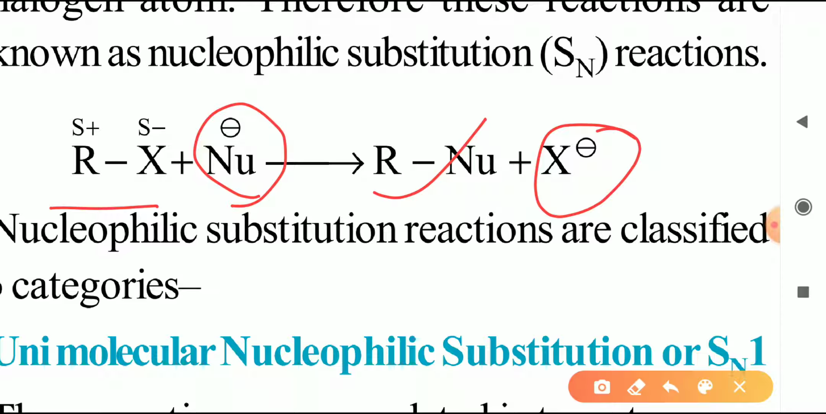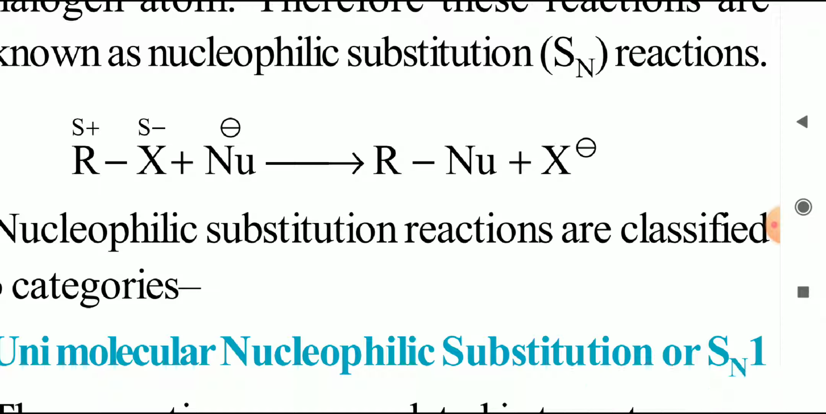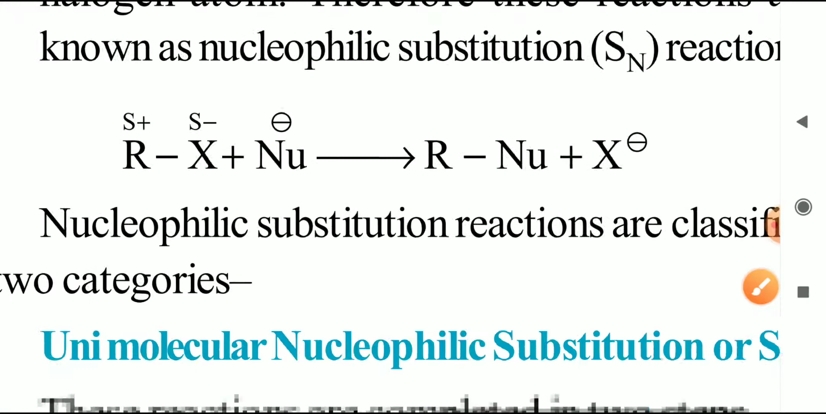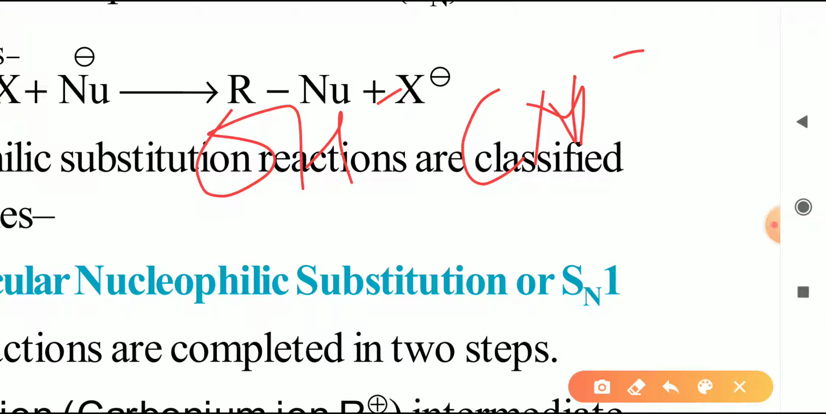First of all, nucleophilic substitution reactions are called SN reactions. S means substitution, N stands for nucleophilic. In such reactions, the alkyl halide reacts with a nucleophile to form the product R-Nu and X minus. Nucleophiles may be OH minus or CN minus. That means nucleophiles are negatively charged species.